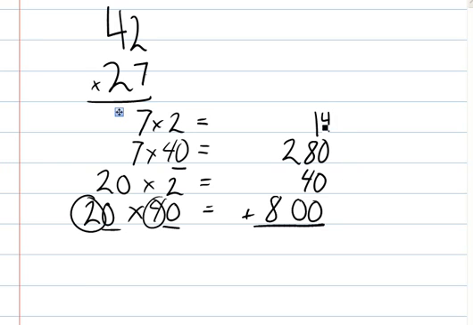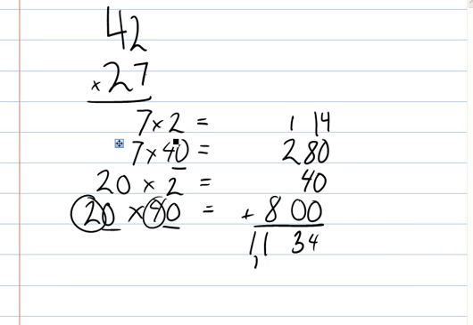Notice I've kept all my numbers nicely lined up. So 4 plus zeros is 4. 1 plus 8 is 9. And 4 more is 13. Carry the 1. 1 plus 2 is 3. Plus 8 is 11. So that's 1,134.